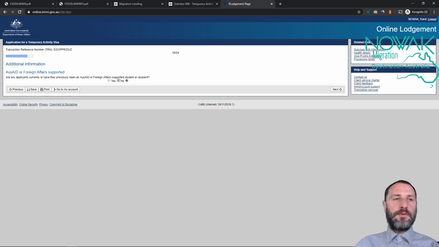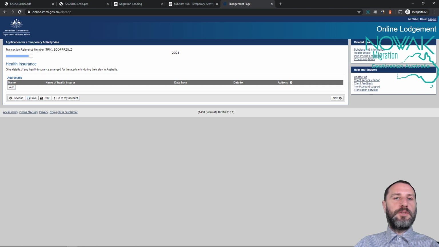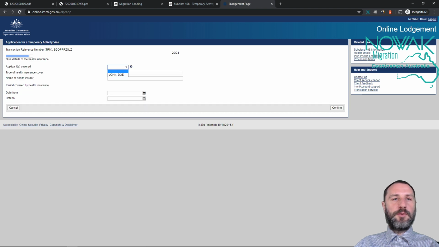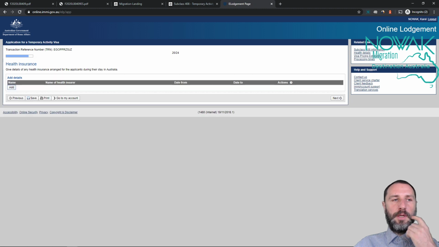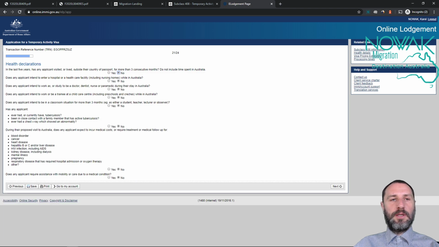Foreign affairs supported, if you are not, let's say. Health insurance. Over here you will have to provide information about your health insurance, okay? From, to, cancel. It's allowing you to go ahead without the evidence of health insurance, but without the health insurance it's quite unlikely that your visa will be granted.